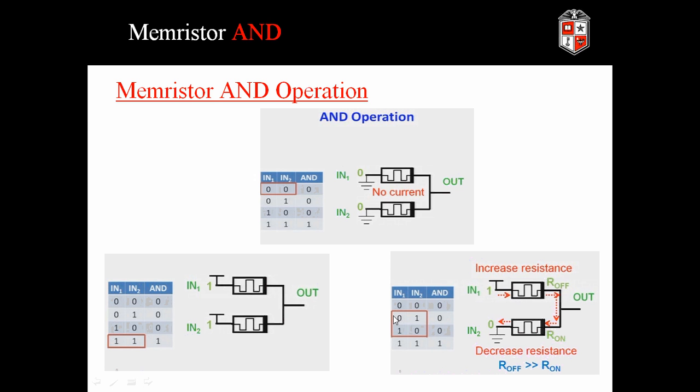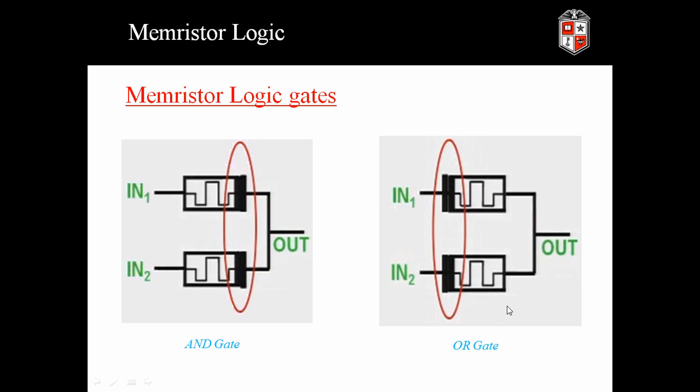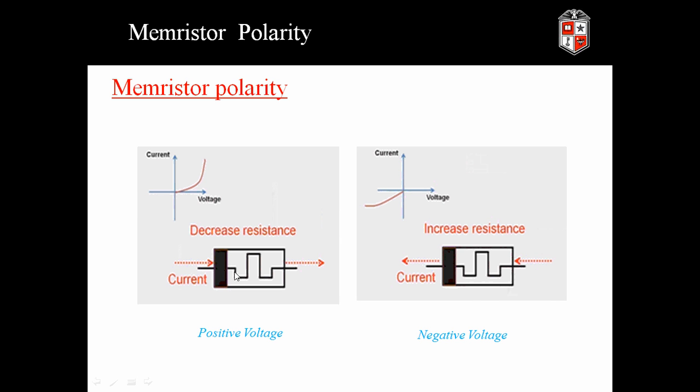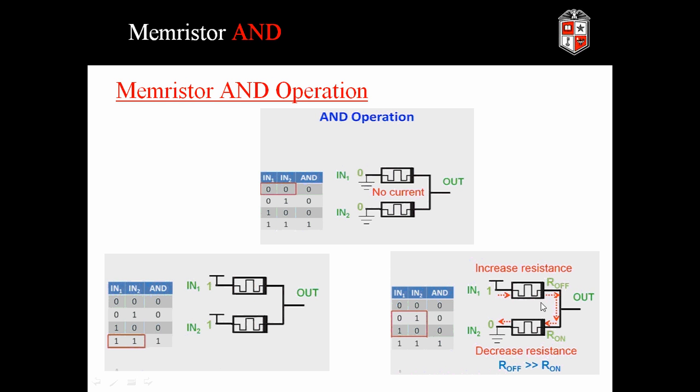So for the 1 and 0 case, here I'm considering 1 and 0 inputs. For a 1, the memristor offers very high resistance, whereas for a 0, the memristor offers very little resistance. As you can see here, the polarity is changed. Here we are applying a voltage towards this black terminal, whereas here we are applying the voltage towards the other side of the memristor. So that's why for a positive voltage it is offering very high resistance.